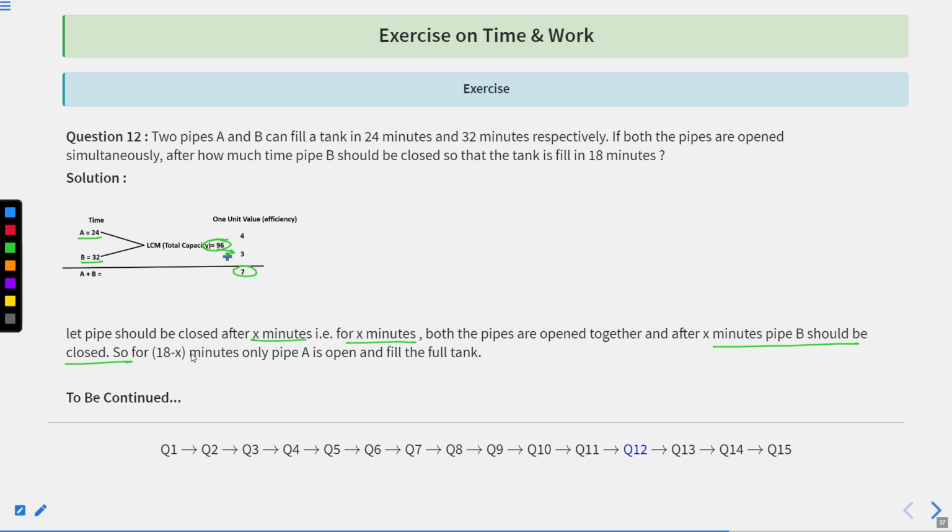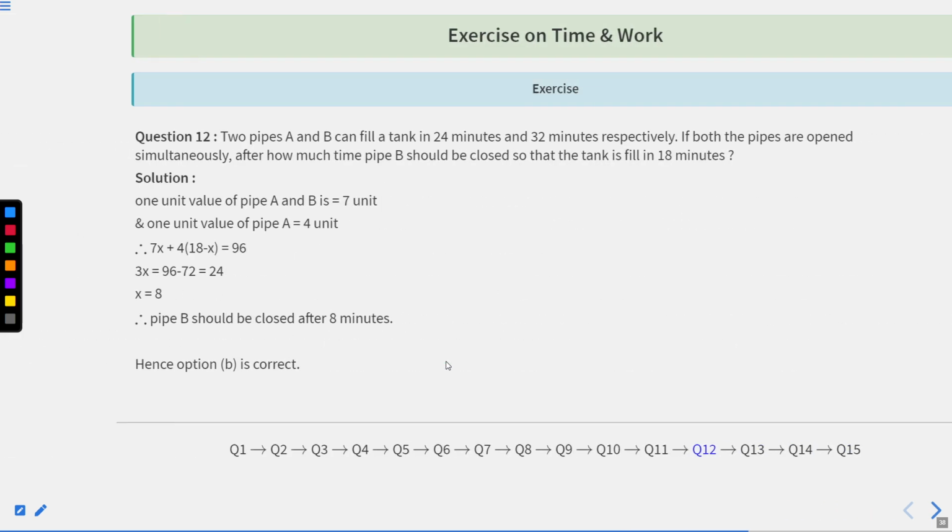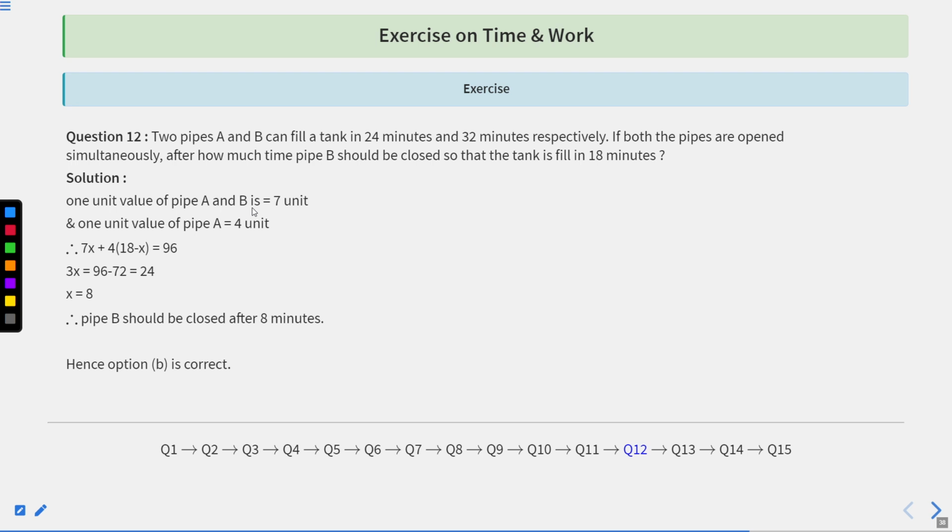For some time, both are open and after some time, pipe B is closed and only A is trying to fill the tank. So for 18 minus X minutes, only pipe A is open and fills the tank. So 1 unit value of pipes A and B is 7 units and 1 unit value of pipe A is 4 units. So 7x plus 4 times (18 minus x) is equal to 96. So x is going to be 8. And therefore, pipe B should be closed after 8 minutes. So the correct option here is option B.